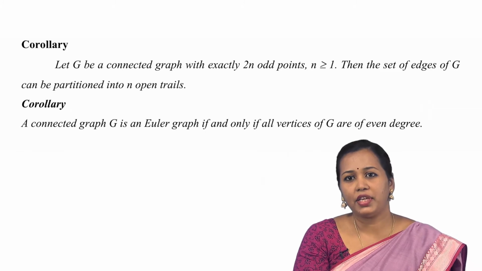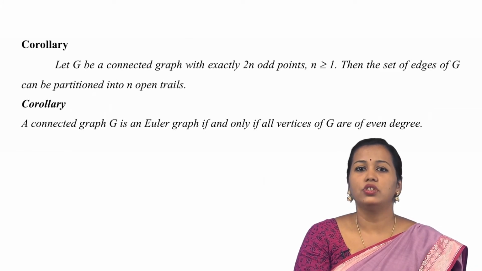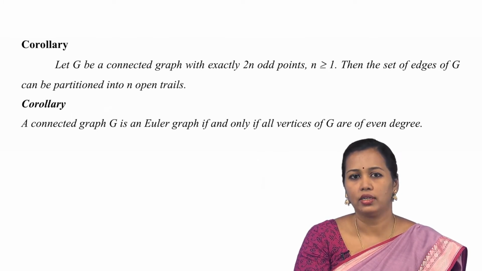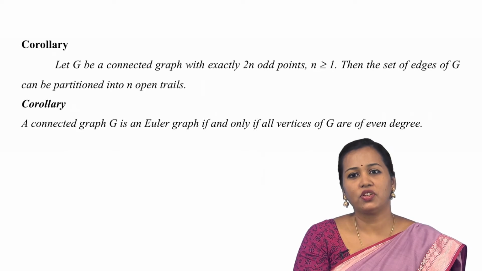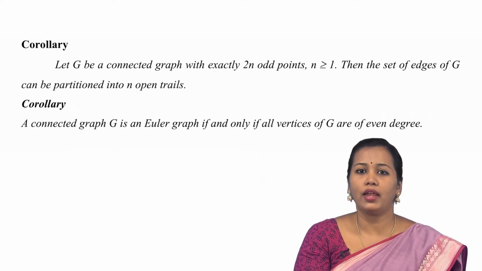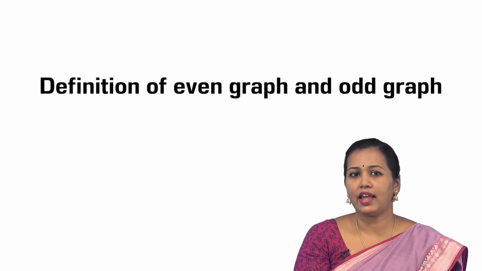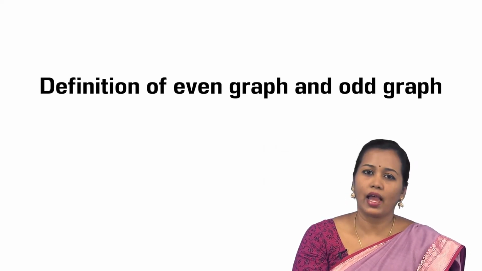Now, the above theorem leads to the following corollary. Corollary: let G be a connected graph with exactly 2n odd points where n is greater than or equal to 1. Then the set of edges of G can be partitioned into n open trails. One more corollary: a connected graph G is an Euler graph if and only if all the vertices of G are of even degree. Next, let us see the definition of an even graph and an odd graph.